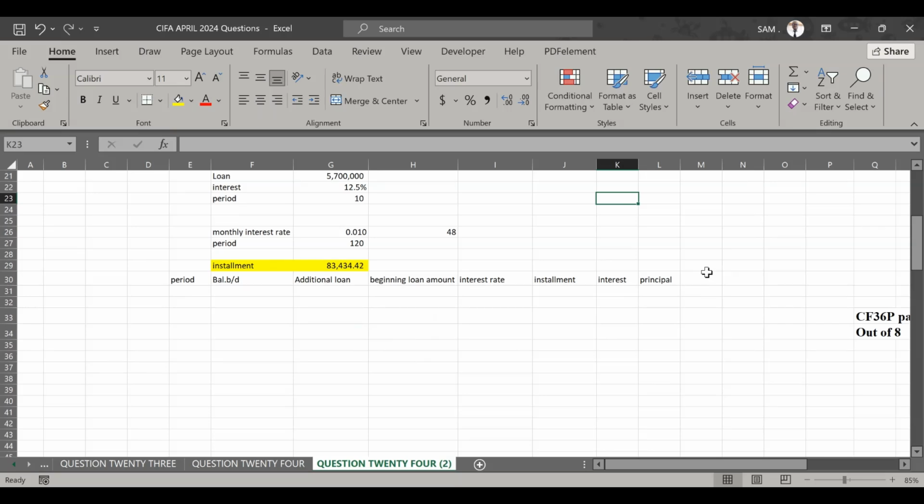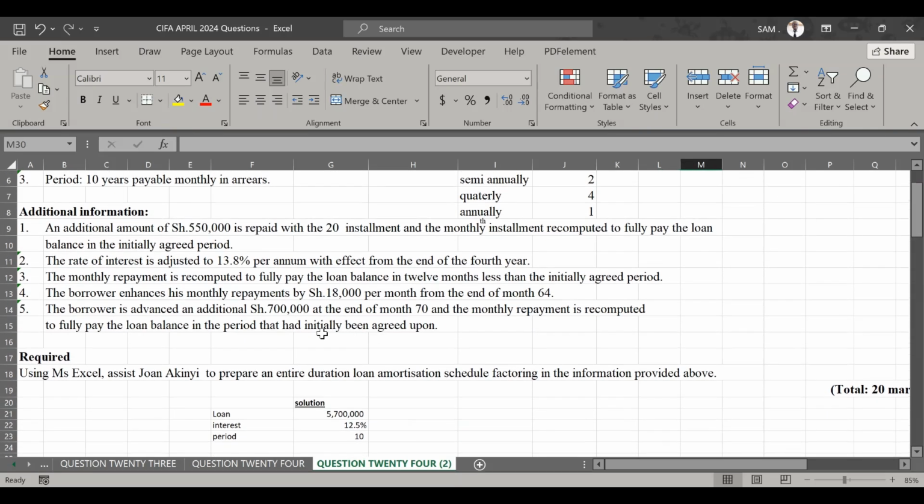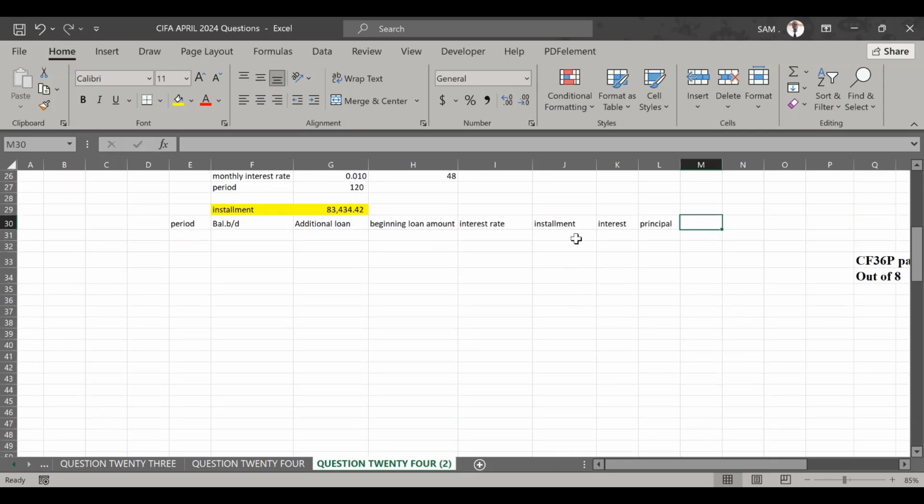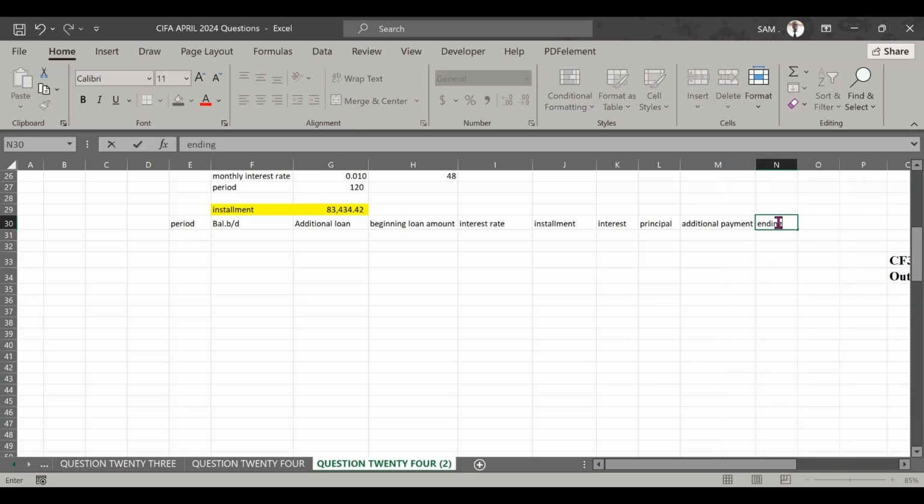After that, we come to this other part. Again, we go back to note 1. An additional amount of 550 is repaid with the 20th installment. So you see, we will be having our installments here. Now, on the 20th installment, on top of the installment that you are going to pay, you are also going to bring on board some additional amount to reduce further the loan amount. That means we have to introduce another column here called additional payment. Then after remitting your additional payment, you'll ask yourself, what is the ending balance of the loan? Ending balance of the loan, like that.